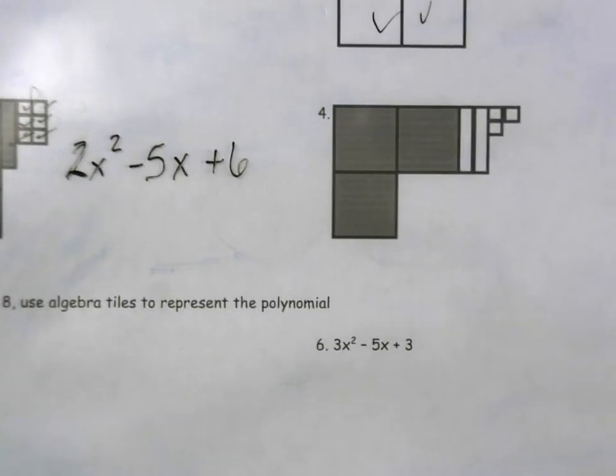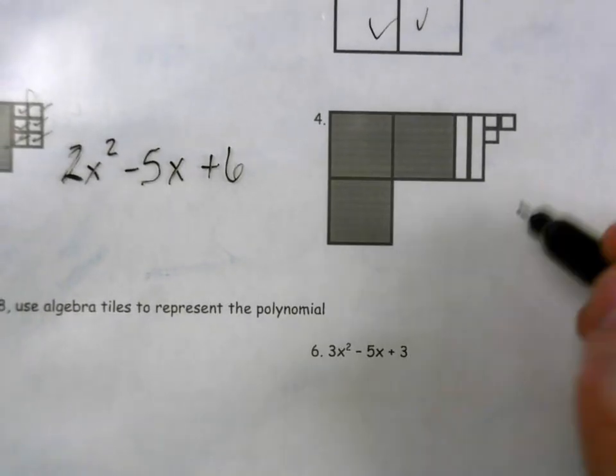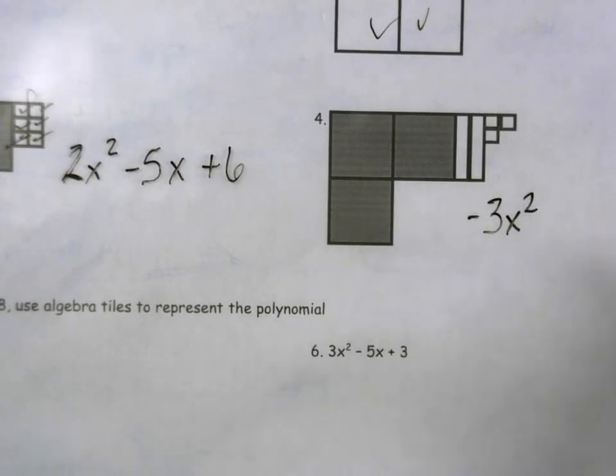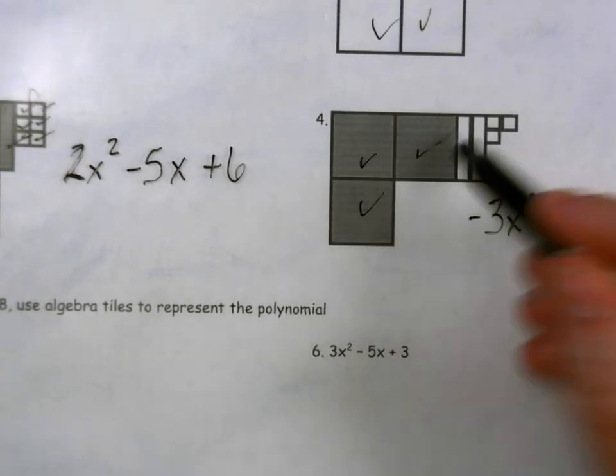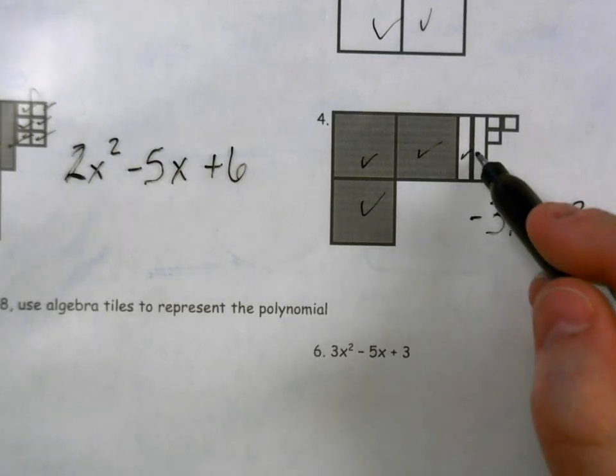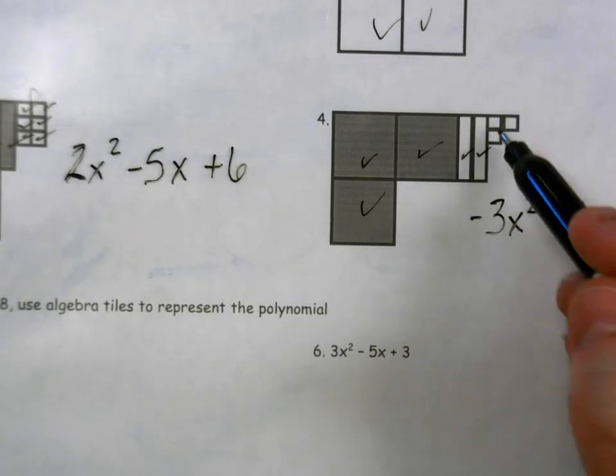Okay, so what about number 4? 3x squared. Positive or negative? Negative. Negative 3x squared, okay. And then plus 2x. Yeah, plus 2x. Plus 2.